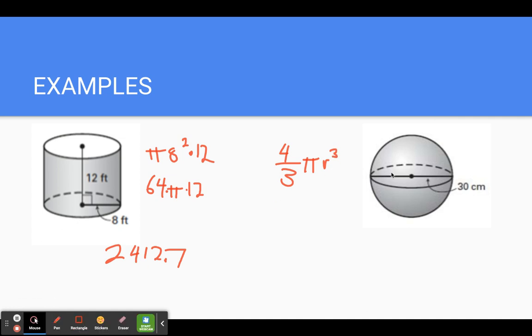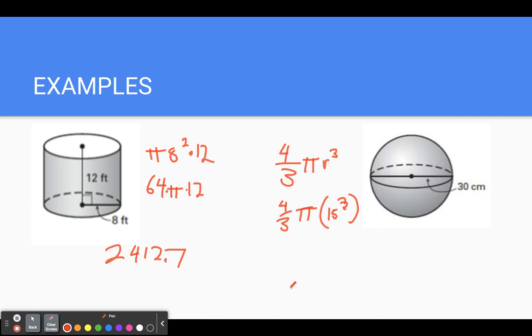And then for the sphere, remember the equation is 4/3 times pi r cubed. So here in this example, they give us a diameter, not a radius. So the diameter is 30. That means the radius must be 15. So that means we just plug in 4/3 pi times 15 cubed. Remember, cubed means multiplying it 3 times. So 15 cubed is 15 times 15 times 15, which just right there is already a huge number.